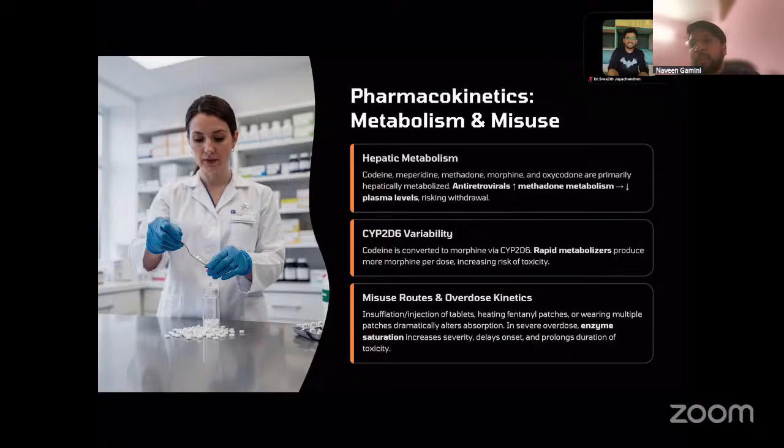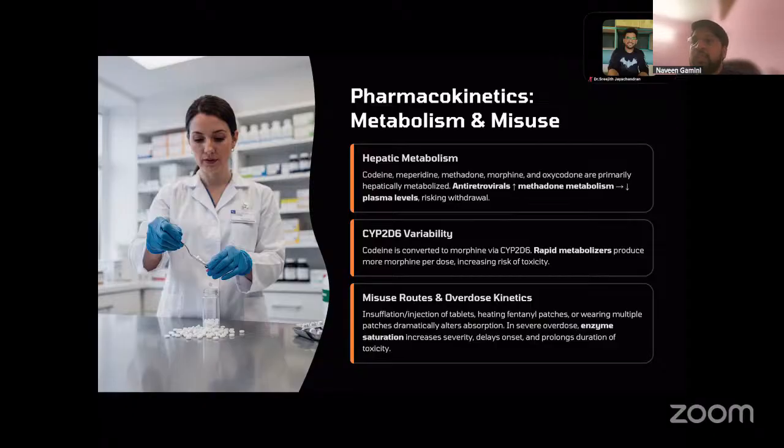Whereas codeine is converted to morphine via CYP2D6, that is the cytochrome P450 metabolism pathway. So any rapid metabolism can cause increased toxicity if they're using codeine.